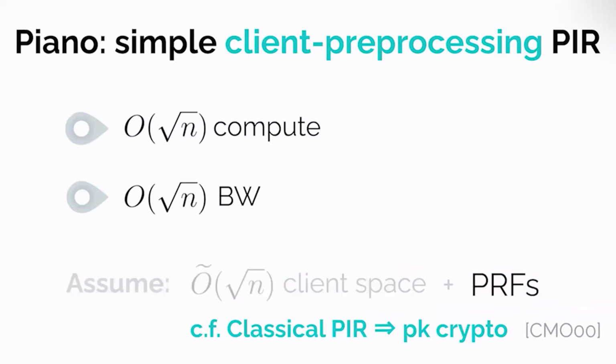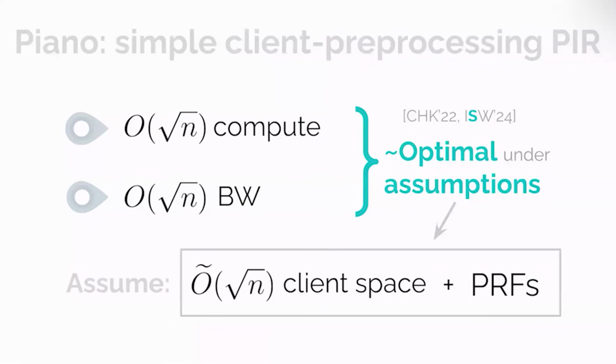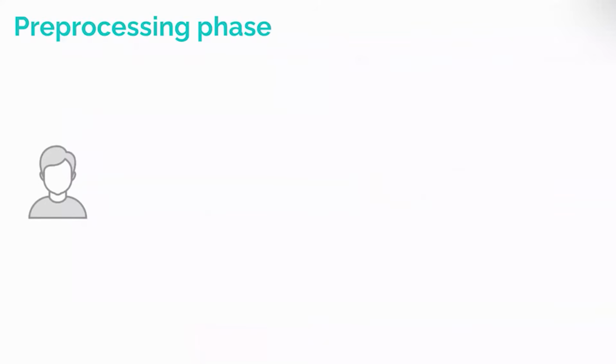And this is theoretically interesting because for classical PIR that doesn't do any preprocessing, this kind of result is not possible, since any non-trivial classical PIR will imply public key cryptography. Another nice thing is that in this model, the bandwidth and compute trade-off is optimal, and the bandwidth and client space trade-off is also optimal under these assumptions. We have some lower bound papers, and there are also earlier lower bound papers, like by Corrigan, Gibbs, and others.